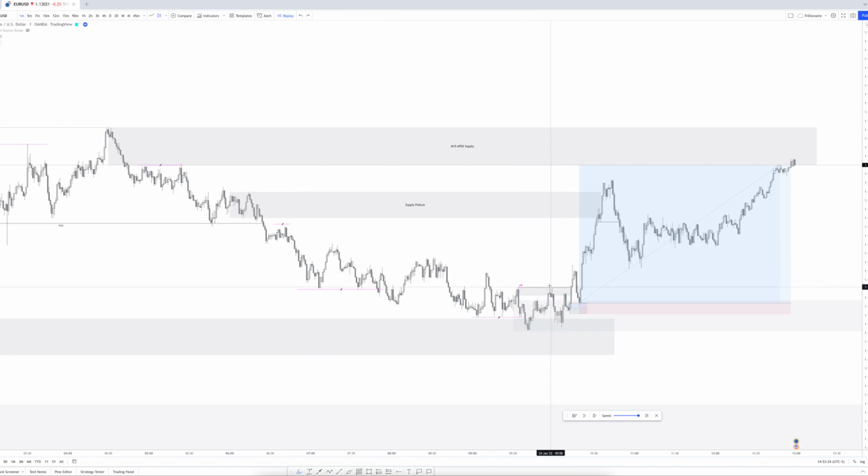We have one failed reaction here. Price has not closed bullish above the supply region. Then we have another failed reaction here. Price has not closed bullish above this supply region. Then what happens? Then demand comes into the market here to take out this supply and create this higher high, right?